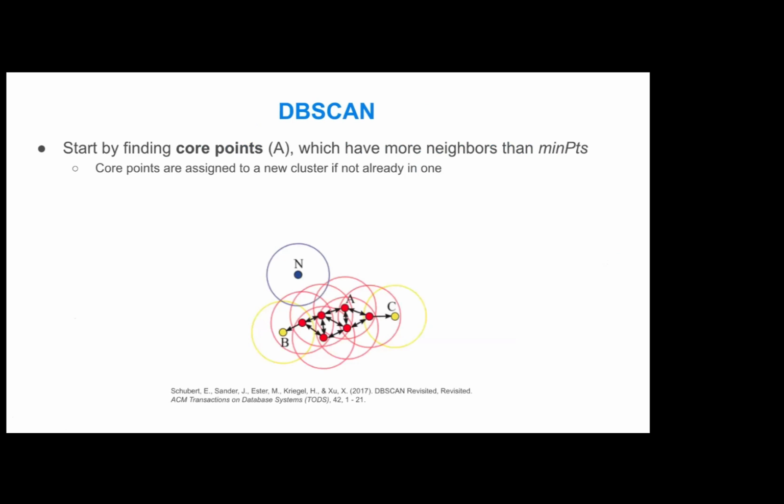So DBSCAN kind of starts by finding these core points. And in this figure, they're labeled as, well, one is labeled as A, but you can consider all of those red points to be core points. And these, as I briefly mentioned earlier, are just any points that have more neighbors than the minimum points threshold. And core points are assigned to their own cluster if they're not already belonging to one. So they kind of serve as their own center of a cluster.